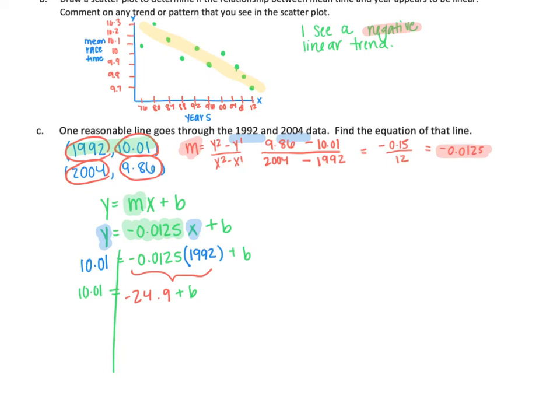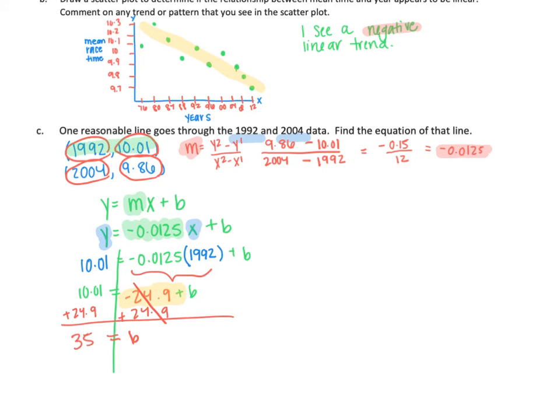Okay. From there, I'm trying to get b by itself. Right now, it's being added to negative 24.9. I'm going to do the opposite of that. The opposite of adding negative 24.9 is adding positive 24.9. And we do it to both sides. Over here it cancels and I'm just left with b. Over here, 24.9 plus 10.1 is exactly 35.